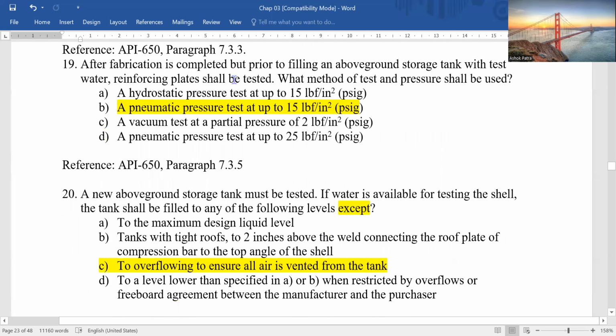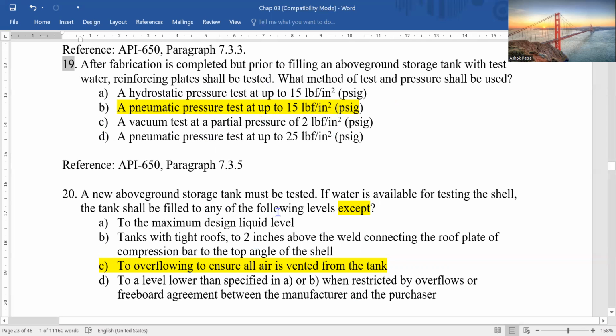After fabrication is completed but prior to filling an above ground storage tank, the reinforcing plate shall be tested. What method of test and pressure shall be used? Pneumatic pressure test at up to 15 psi. Section 7.3.5. The reinforcing plates are tested in the reinforcing pad telltale hole, and you can test this with a pneumatic pressure test at 15 psi.